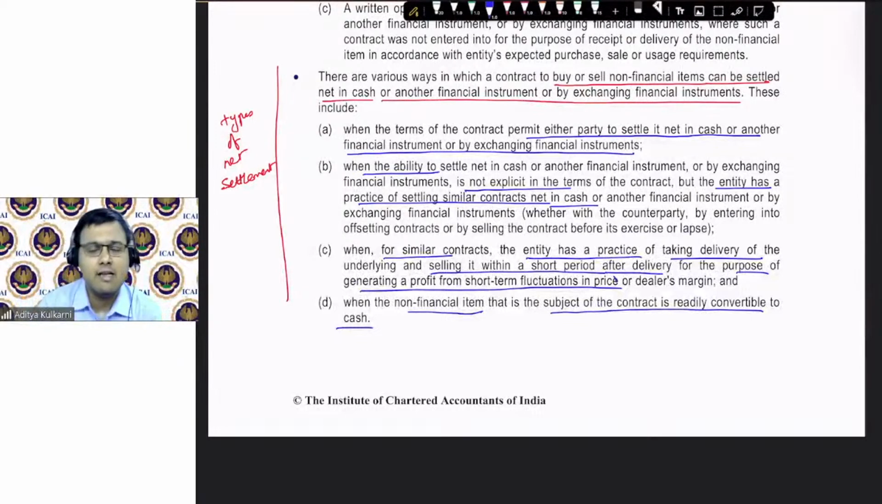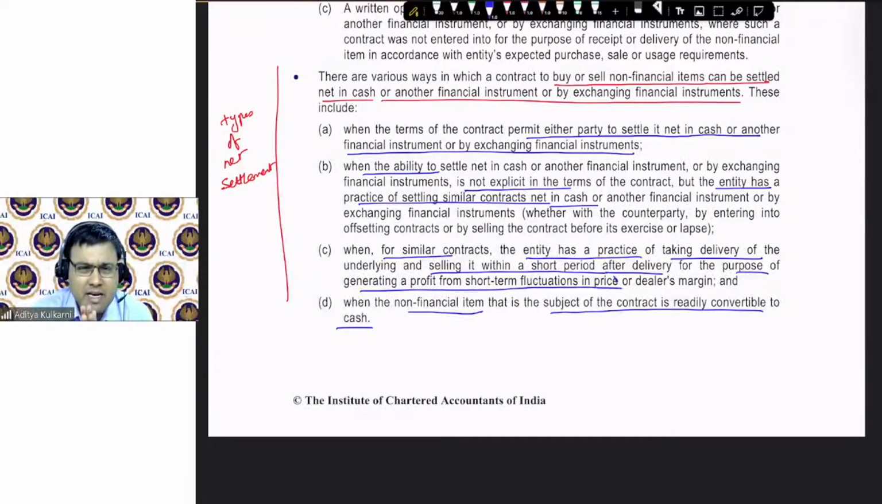It need not necessarily be the 6,000 net settlement. It could also be based on past practice. It could also be based on taking the delivery and selling it within a short span to take advantage of price fluctuations. And at the same time, it could also be an item that is readily convertible to cash.